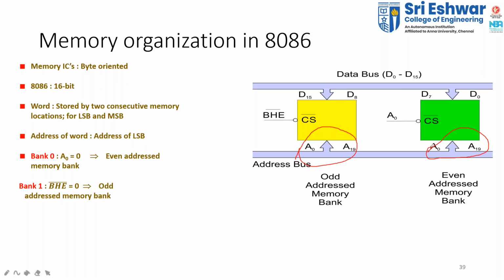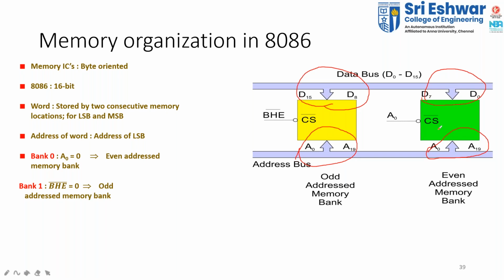And what else is common? Data lines. In the odd bank we have higher data lines and in the even bank we have lower data lines. Look at this diagram. This is even. This is odd. You will have higher data lines in the odd bank and lower data lines in the even bank.